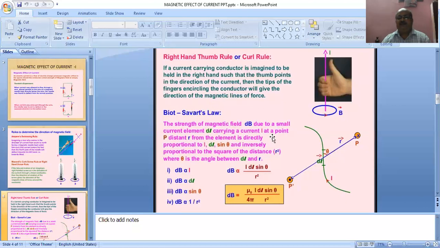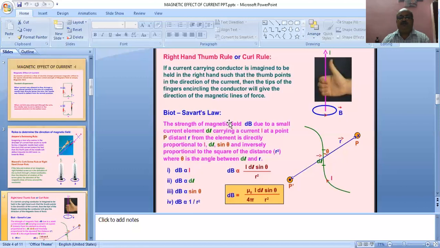Look at this figure. This is a conductor carrying current. This is the direction of current. Here we have taken an elementary portion of the conductor. And this is a point where we have to find the magnetic field due to this elementary portion of the conductor carrying current.